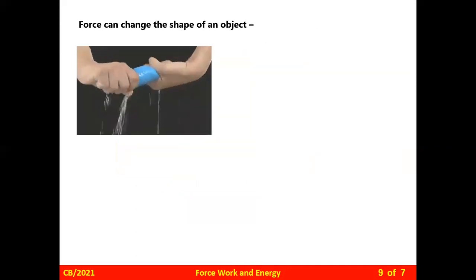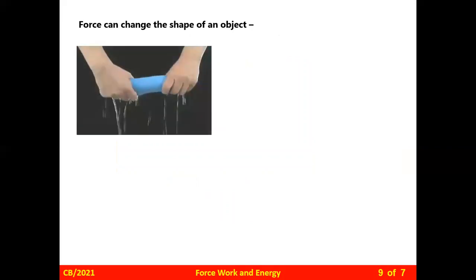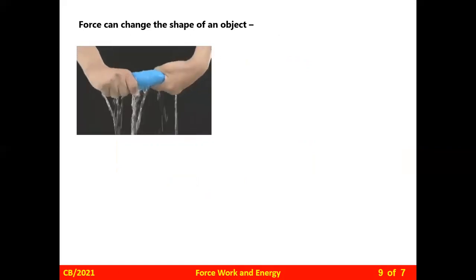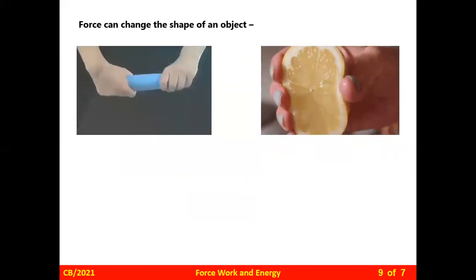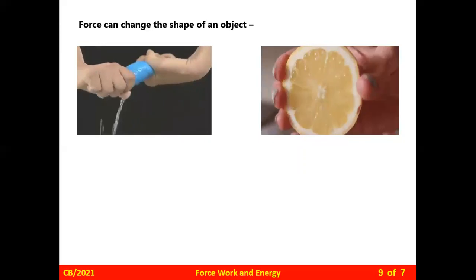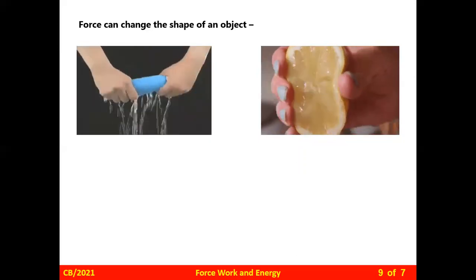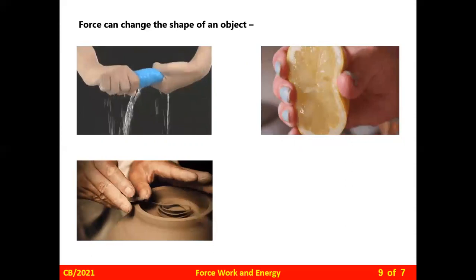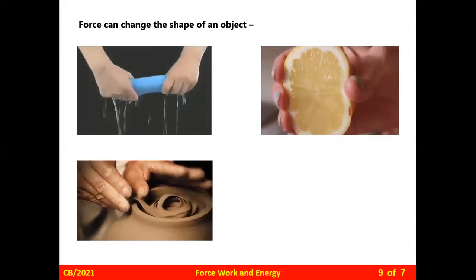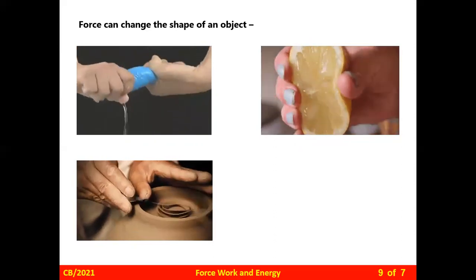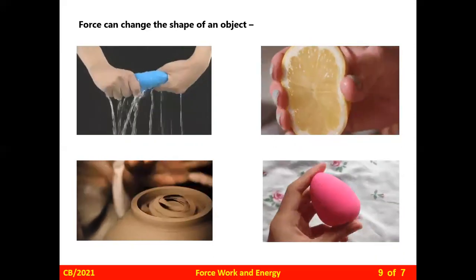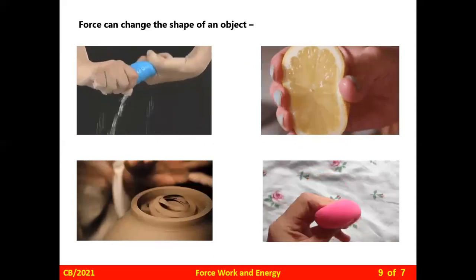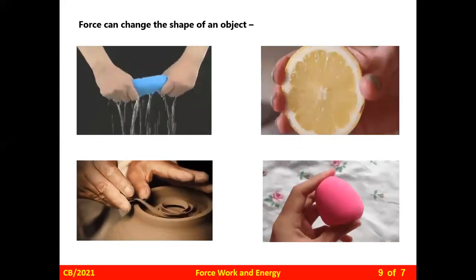Next, force can change the shape of an object. Something like what you're seeing in the picture. Something like squeezing a wet cloth to take off excess water. Another example, squeezing of lemon. You apply a significant amount of force on the lemon slice to squeeze out the lemon juice. So it changes the shape of how it looks. A potter doing his job has to give different shapes to his objects by applying force, of course. And a simple example like this where you can use a sponge, a very useful thing, and it is very easy for you to apply a little amount of force and still change the shape.